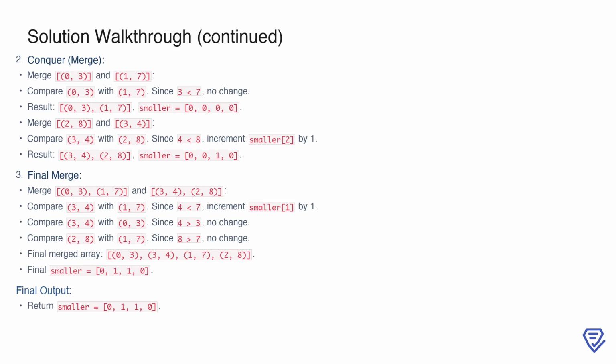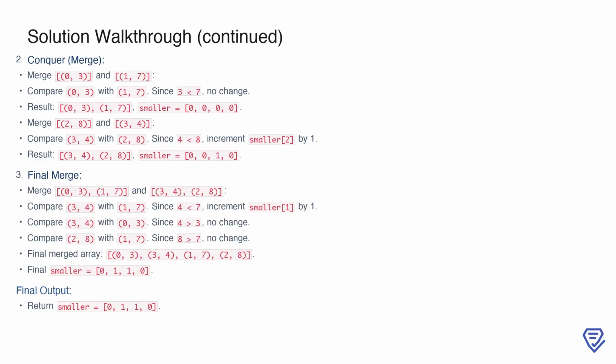During the merge process, we first combine (0, 3) and (1, 7). Since 3 is less than 7, there are no smaller numbers after 3, so smaller remains unchanged at 0, 0, 0, 0. The merged result is (0, 3), (1, 7).